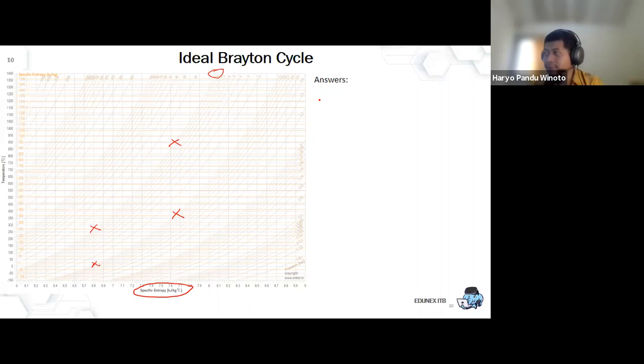So let me make this tabulation. Condition: 1, 2, 3, 4. And then what do we get here? P. What do we get here? T. And what is the most important thing? H.